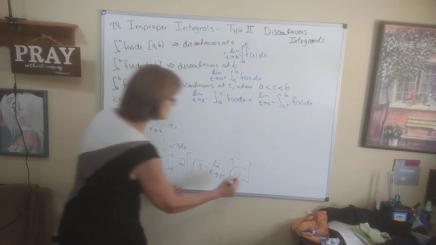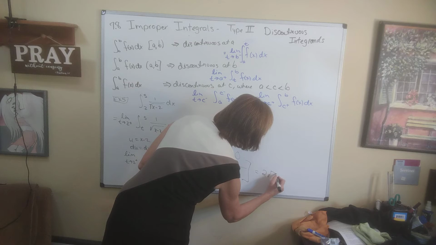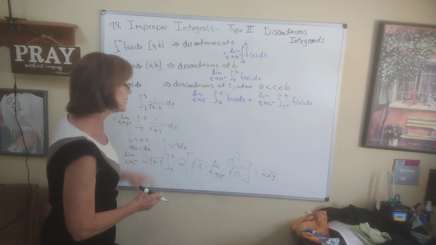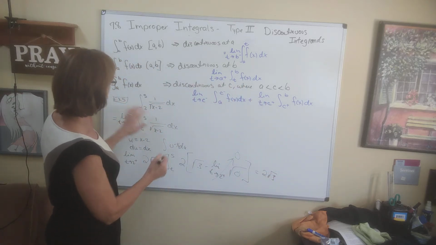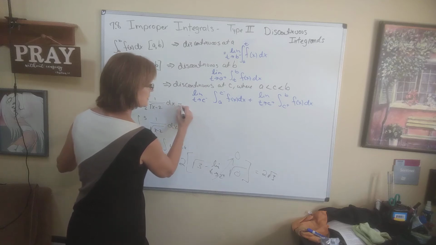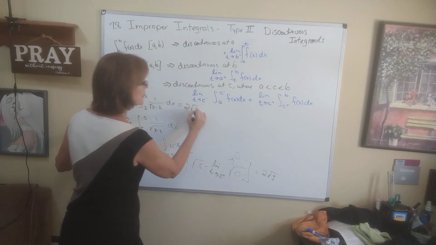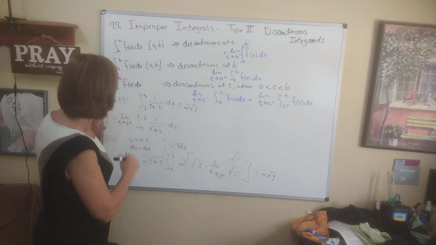We get 2 times the square root of 3, so it turns out that this integral converges to 2 square root of 3. That's what we get for that one. All right, that was nice.